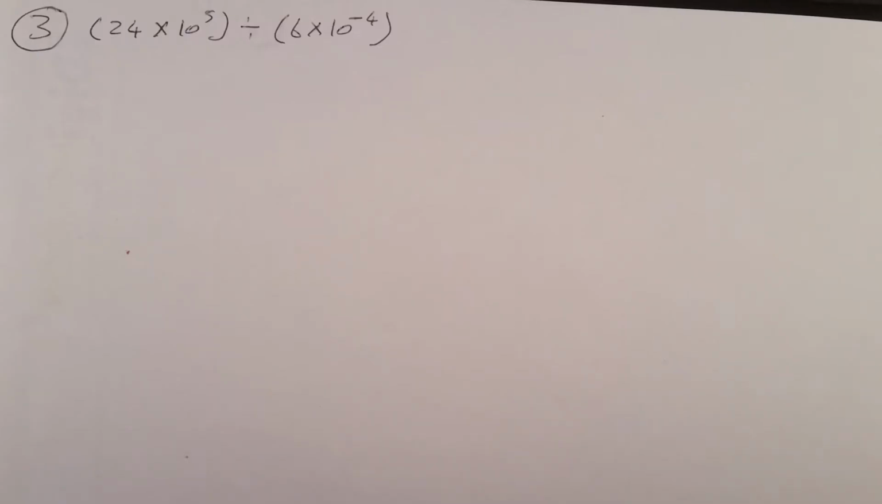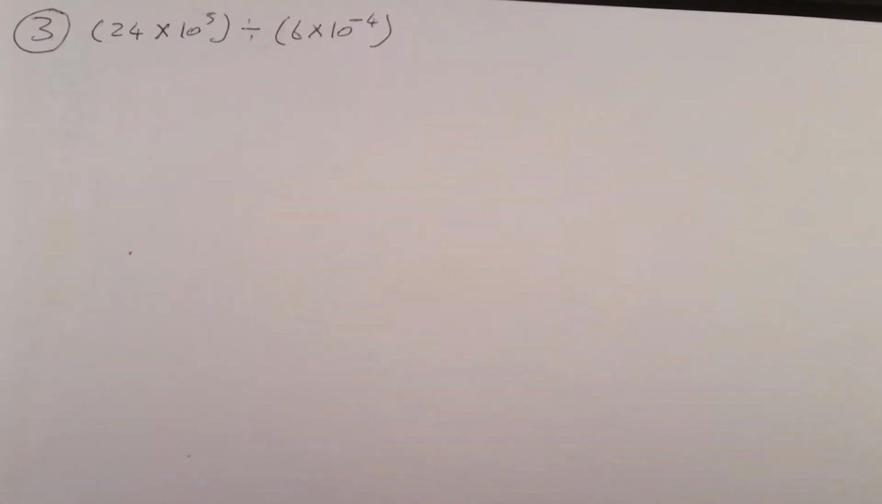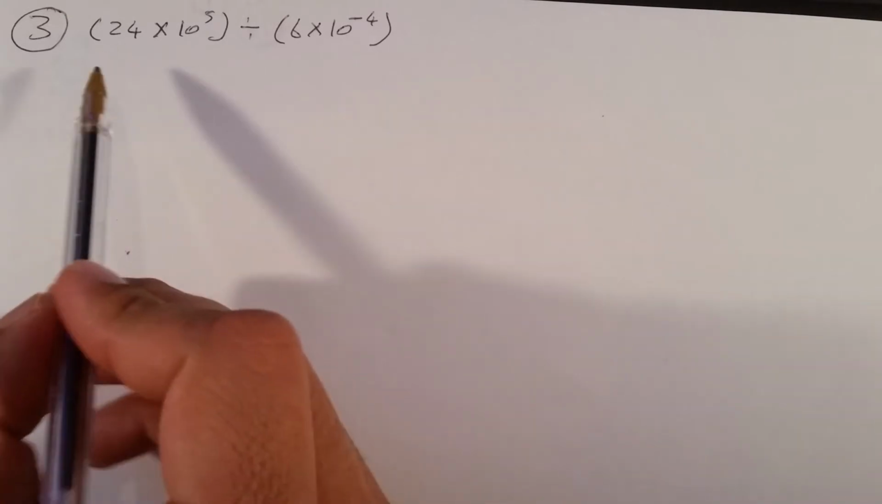The third question is 24 times 10 to the power of 5 divided by 6 times 10 to the power of minus 4. I picked one more division. There's a reason for that, because if you see, there's a negative number in the second power here, which is 10 to the power of minus 4. People get confused when there's a minus and minus. They get confused with that. So let's work it out.